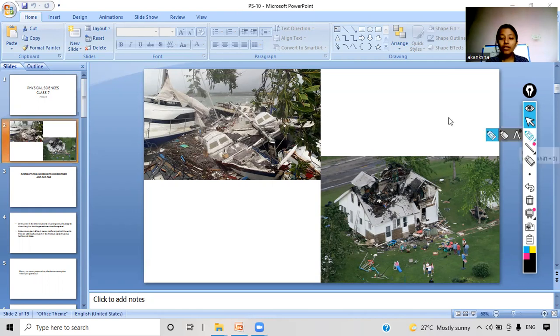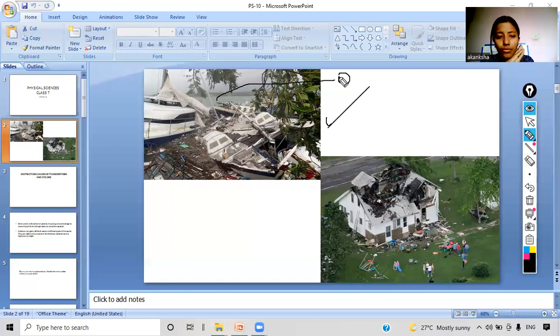Let's discuss the first picture, right? This is the first picture that we are discussing. So we can see that there is a sea or an ocean, right? And in the bank region, what do you see? What is the condition of the ships here? Is it good or is it bad?